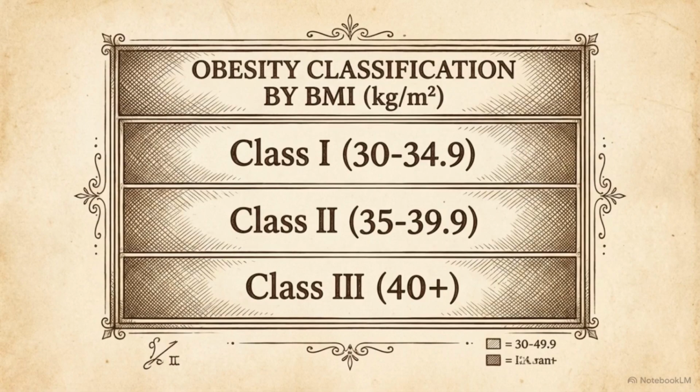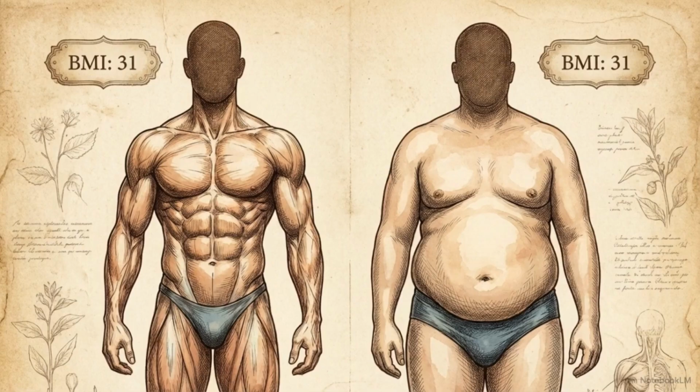Diagnosing obesity begins with BMI thresholds, dividing patients into class 1, 2, and 3 based on severity. However, BMI is a crude screening tool.